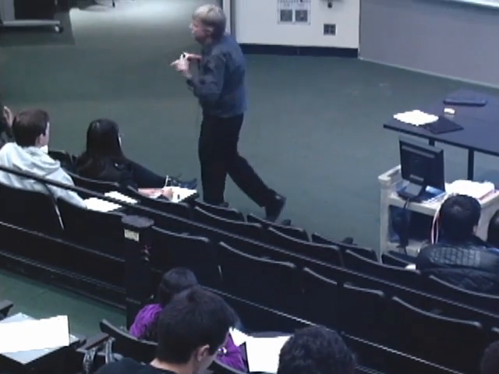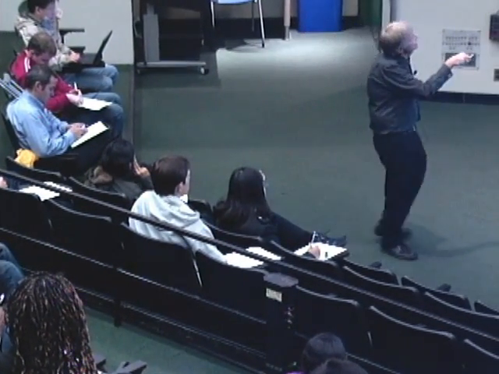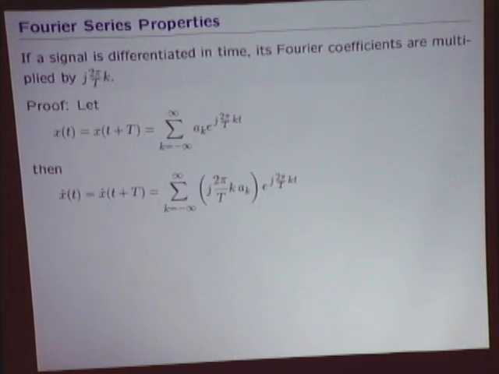We think about it being represented in time, or we think about it being represented in harmonics, or eventually we'll call that frequency. So we'll think about signals being represented in time or frequency, and you can think about operations in time having a corresponding operation in frequency. So illustrated here, if a signal is differentiated in time, the Fourier coefficients are multiplied by j 2 pi over T k. Okay, well that's easy.